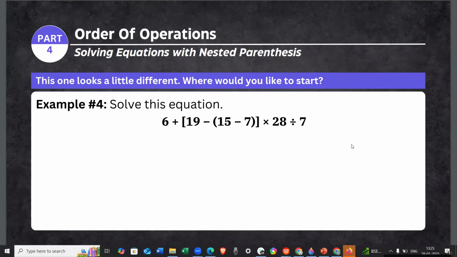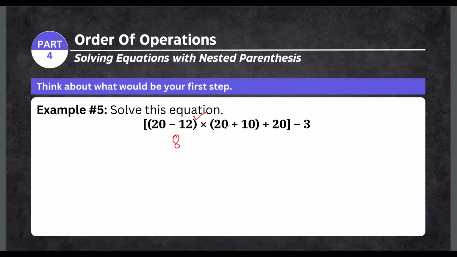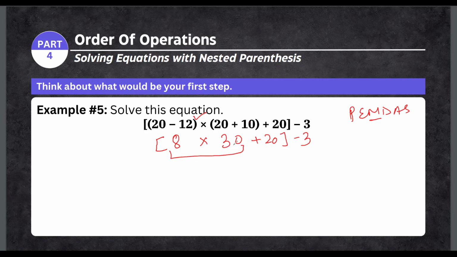There is nothing different. Now next we have to solve this bracket first. So 20 minus 12 is 8. 20 plus 10 is 30. Now put the sign in between and the rest of the numbers. Now according to PEMDAS, I have to multiply first. So 8 times 30 is 240 plus 20. I have to put them in a bracket because I have not completed it yet. So now 240 plus 20 is 260 minus 3. So 260 minus 3 is 257.